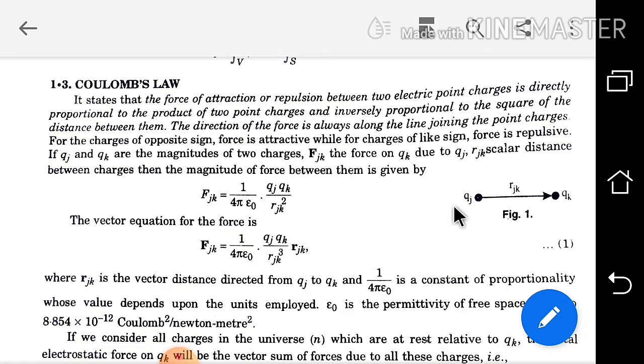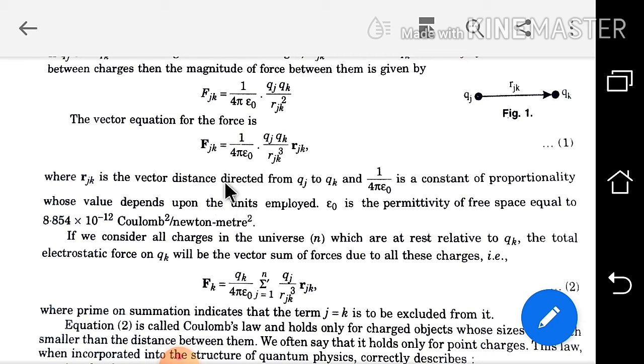This force of attraction or repulsion is given by Coulomb's law, that is, the force between two charges Fjk is equal to 1 upon 4 pi epsilon naught, Qj Qk upon Rjk square. It means that this force is directly proportional to the product of their charges, and it is inversely proportional to the square of the distance between these two charges.